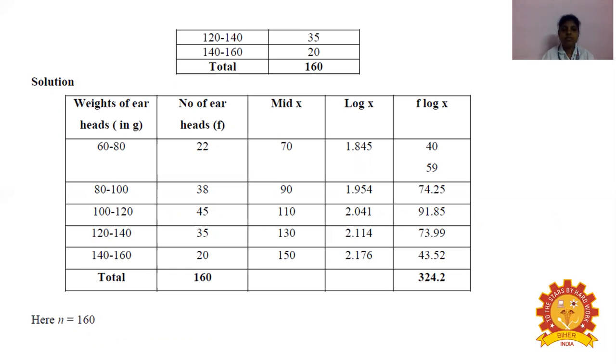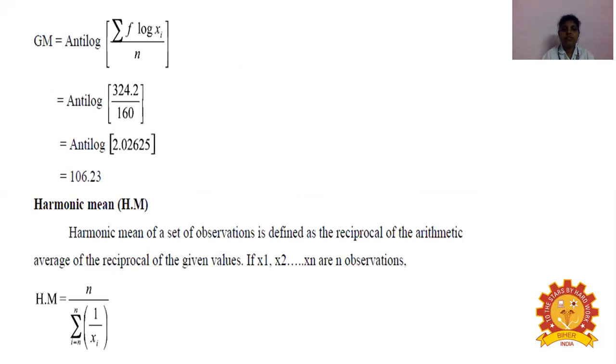First, write the X values. Second column, F, the frequency column. Third, find the mid X value. Fourth one is log X. Last one is F log X. Finally, adding all the values of the F log X column, we get 324.2. Here N equals 160. Write the formula and substitute the values. Finally, we take the anti-log. Our final answer is 106.23.